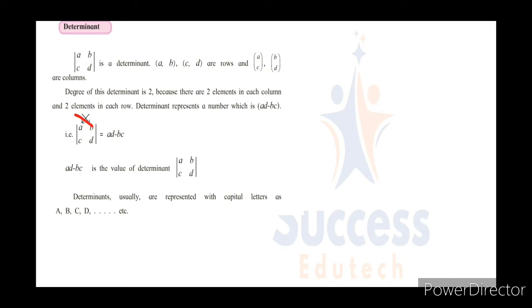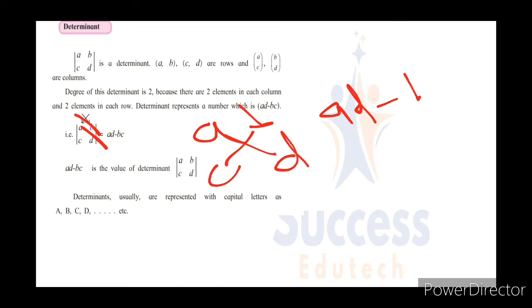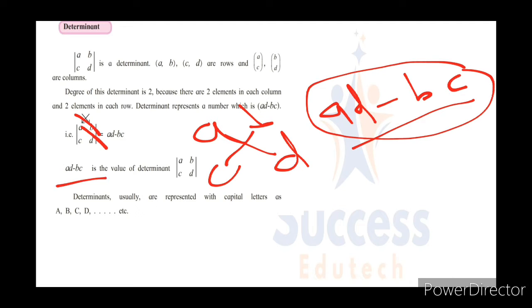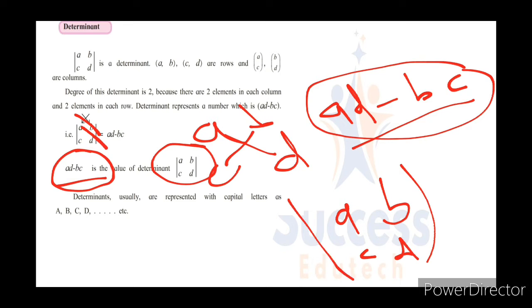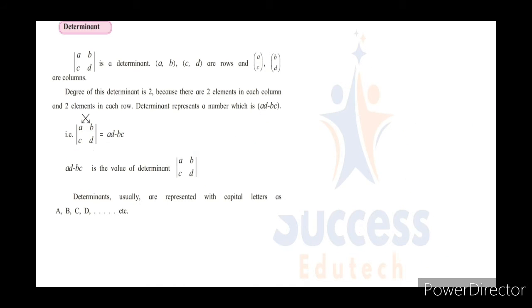Here, it is simply a cross multiplication between A and D, and B and C, and a subtraction between them. If I multiply A and D, minus BC, this is the determinant value. AD minus BC is the determinant value of A, B, C, D. A determinant gives us a number. Now, a determinant is usually represented by capital letters.